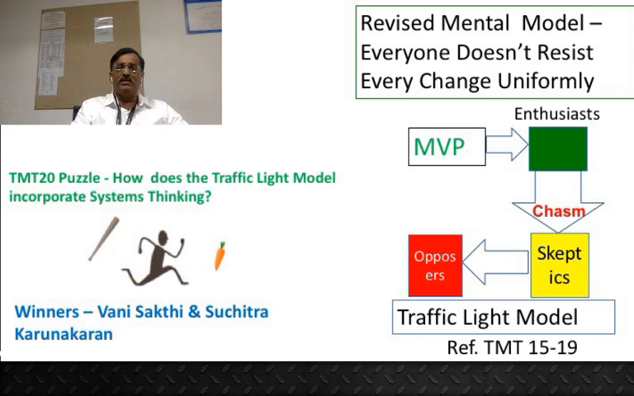The correct answer is that everybody doesn't resist change uniformly. So that is why the green, yellow, red model comes about. And if you choose the green component, the MVP, which is the easiest to adopt for the enthusiast, and then go to the skeptics and then to the reds, you get a loop in motion and you can get transformation as you keep executing on it.